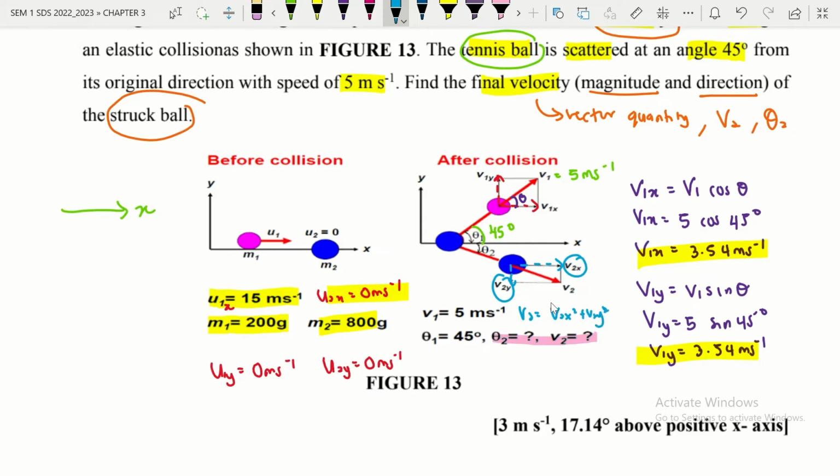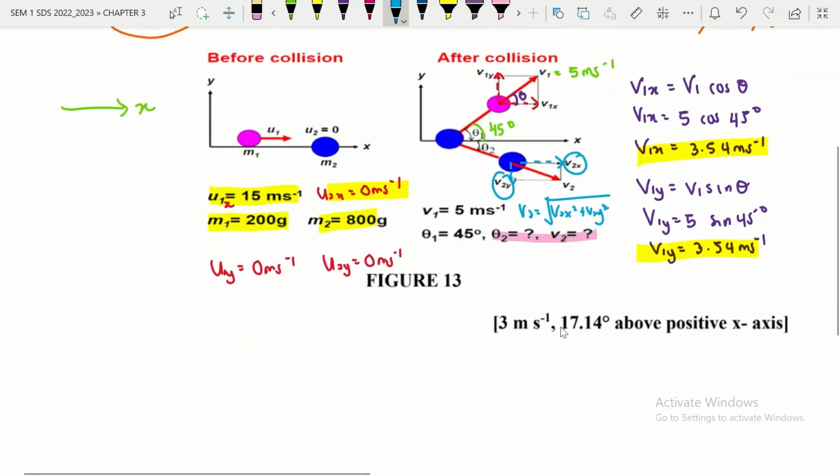Okay, so kita memang dah kena cari magnitude. Tapi sebelum kita nak cari magnitude, kita kenalah dapatkan dulu nilai untuk V2X dan juga V2Y. So how to do this? Kalau kita tengok before collision, after collision, of course dia adalah konsep momentum. So therefore kita buat dulu konsep momentum untuk dua dimension. Kalau dia ada angle, dia akan terbahagi kepada dua axis, which is x axis dan juga y axis.